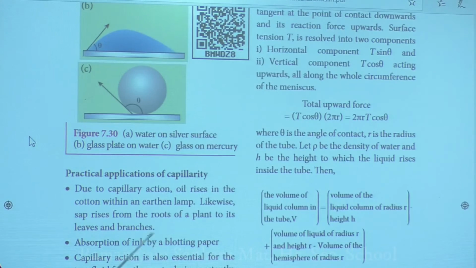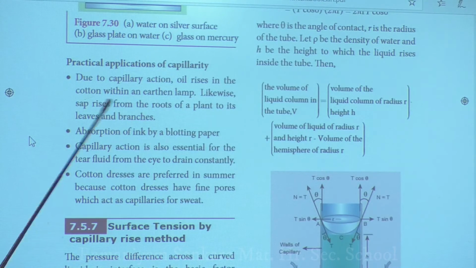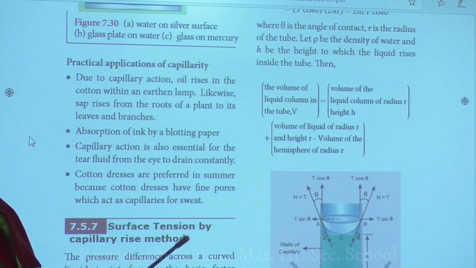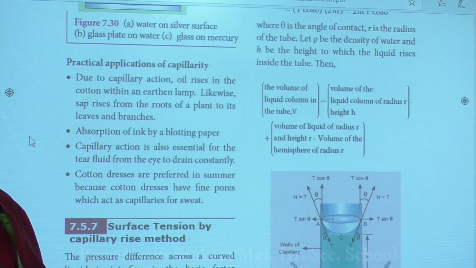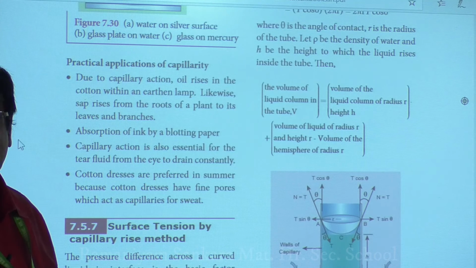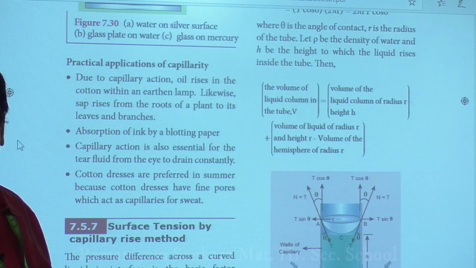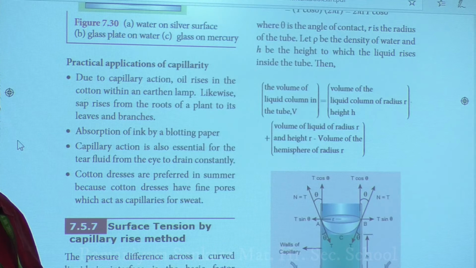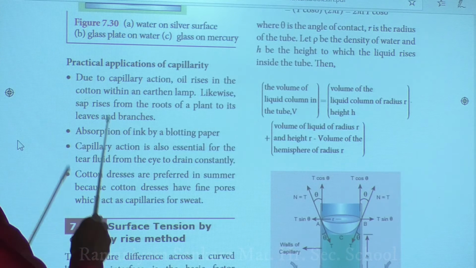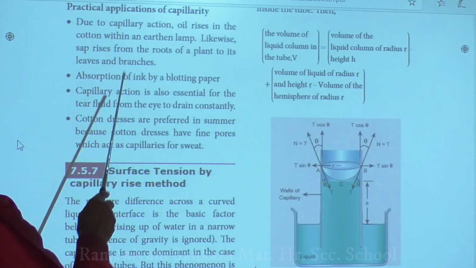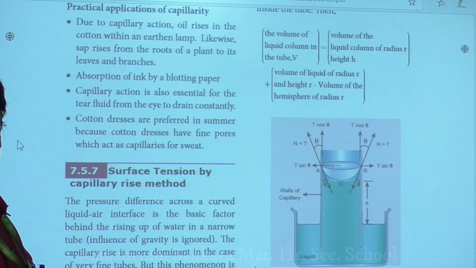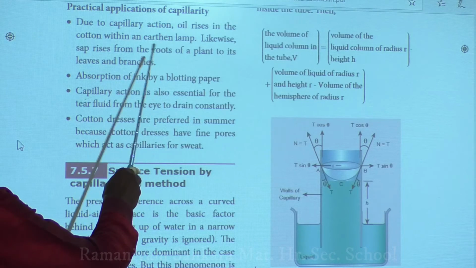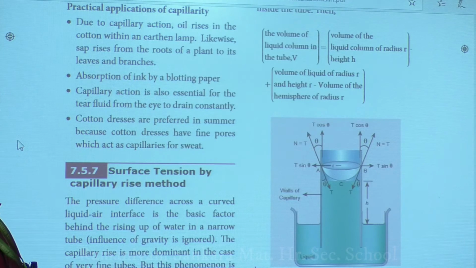Now practical applications. For a 3 mark question, where do you use capillarity? I told you how you get sweat. Why do you take an oil bath? Due to capillary action in the skin, you get oil. Due to capillary action, oil rises in the cotton within the earthen lamp. Nowadays you take it for Kartika Deepam, you are lighting it. An earthen lamp means a small pot.